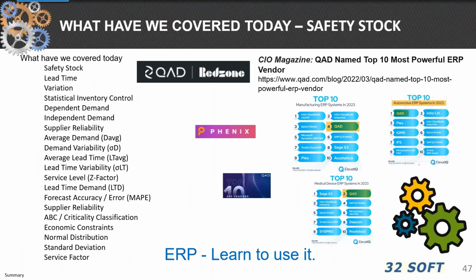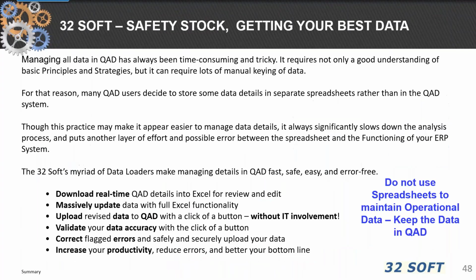We've talked about subjects regarding safety stock: lead time, variation, demand, independent demand, average demand, variability, service, ABC classifications, economic constraints, normal distributions, standard deviations, and service factors. In any ERP, managing all the possible elements that relate to safety stock can be time-consuming and tricky. 32Soft's myriad of data loaders make managing details in QAD fast, easy, and error-free.